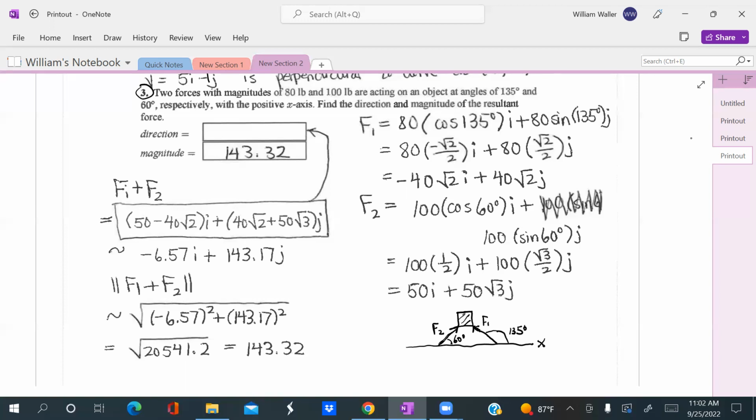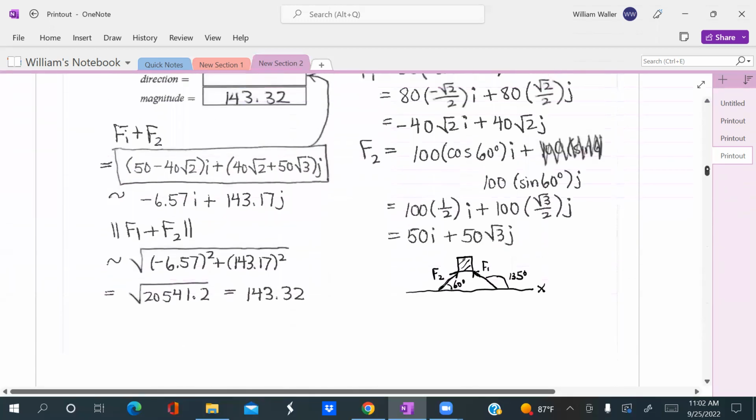And here is its magnitude. Just calculate the magnitude, using our usual magnitude calculations, and you get 143.32 pounds of force altogether acting on this object. 80 pounds from this force, 80 pounds from this force, 100 pounds from this force, but because they're acting at these angles, you get a total force of 143.32 pounds.